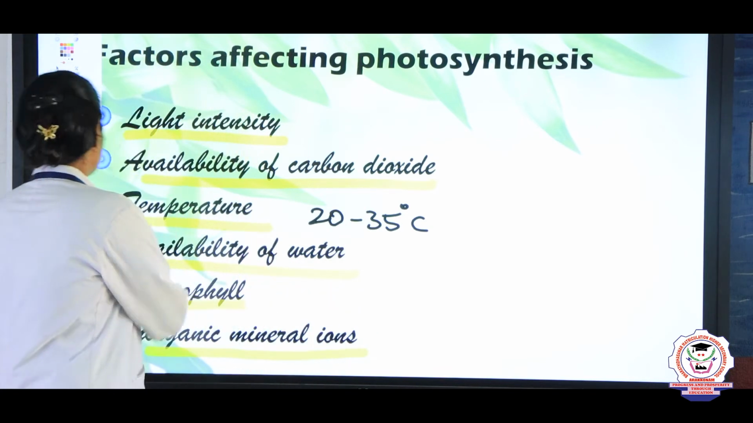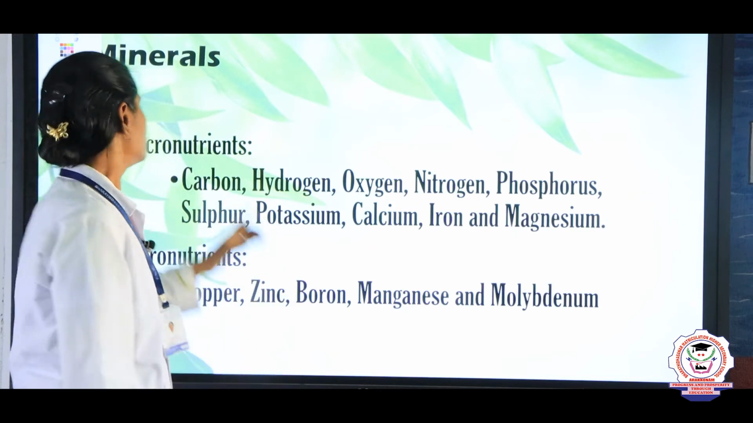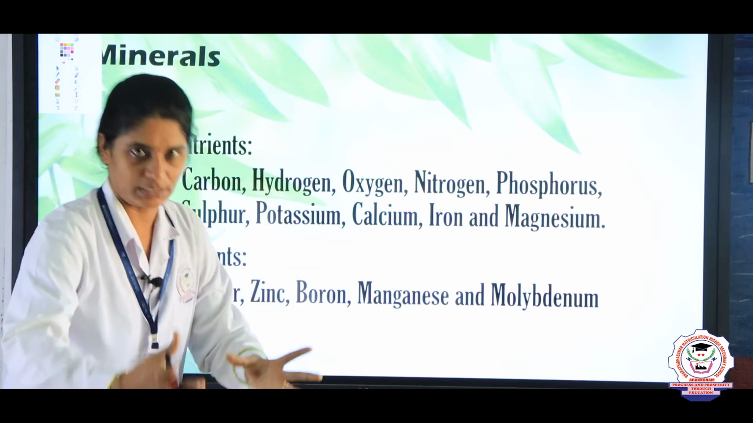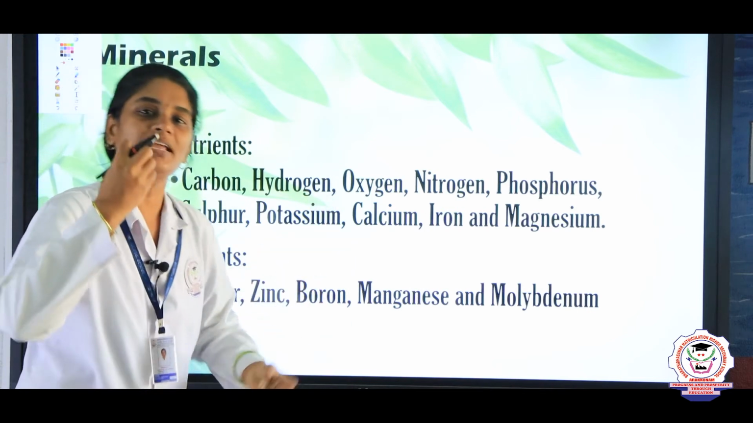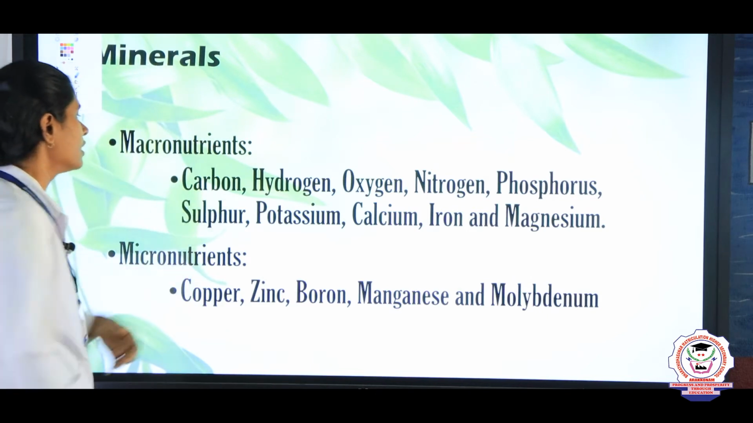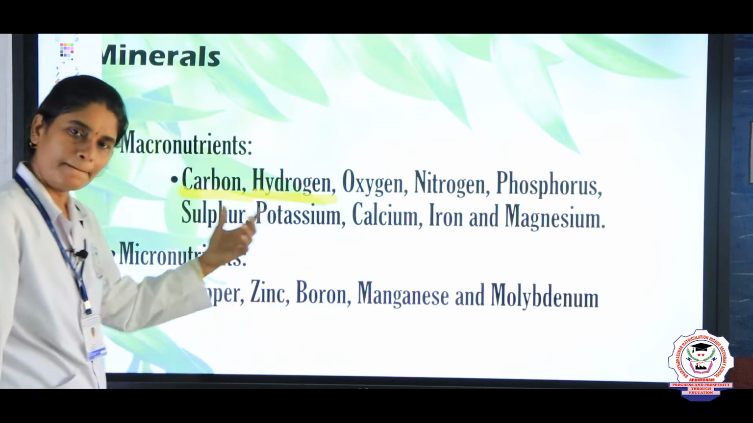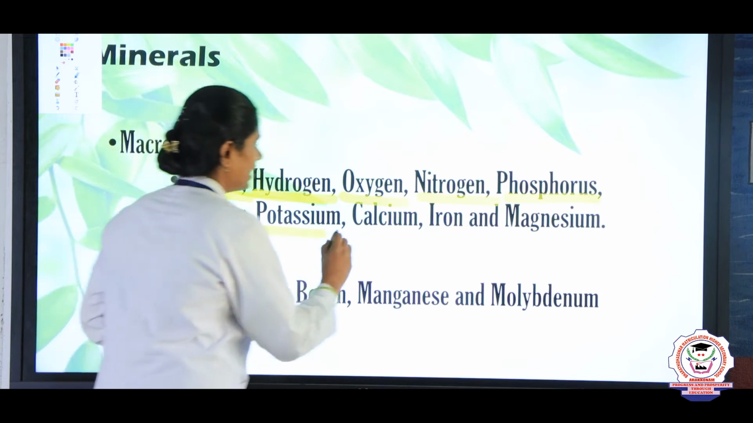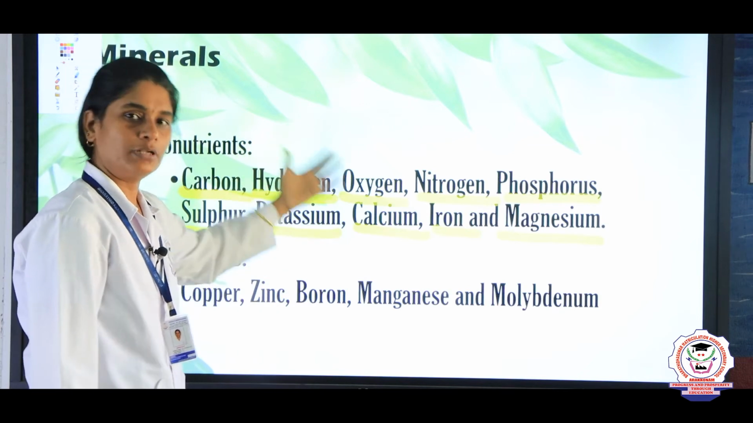Okay. So, what we can see here are some minerals known as macro minerals and micro minerals. Macro nutrients, or macro minerals, are minerals that a plant needs in a higher quantity, and micro minerals, or micronutrients, are those they need in a very lesser quantity. Okay. So, the minerals we are going to see here are carbon. Carbon is a macro mineral, hydrogen is a macro mineral, oxygen, nitrogen, phosphorus, sulfur, potassium, calcium, iron and magnesium. So, these are all the macro minerals for a plant.